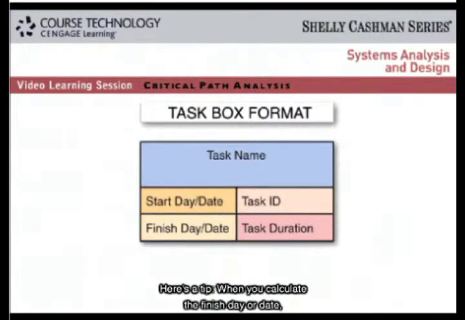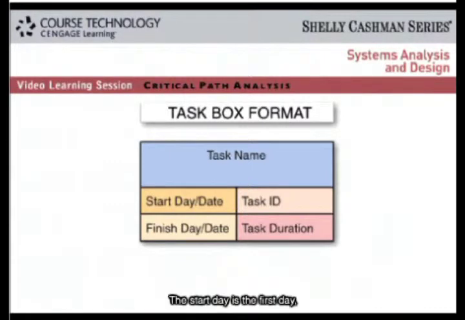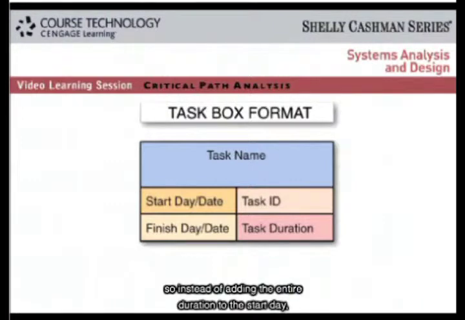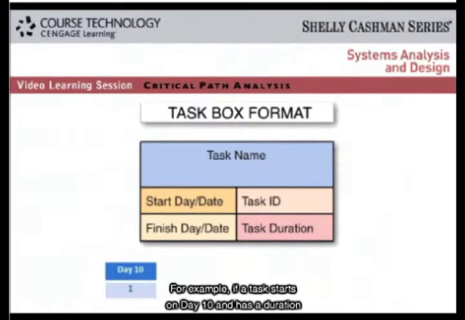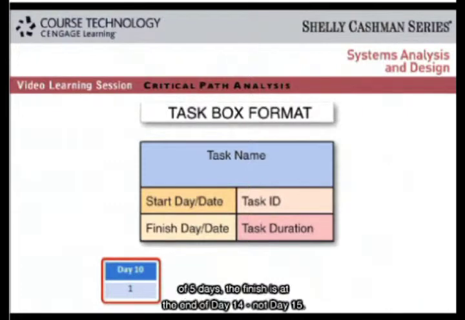When you calculate the finish day or date, you must be very careful not to add too many days. The start day is the first day, so instead of adding the entire duration to the start day, you just add the remaining days. For example, if a task starts on day 10 and has a duration of 5 days, the finish is at the end of day 14, not day 15.